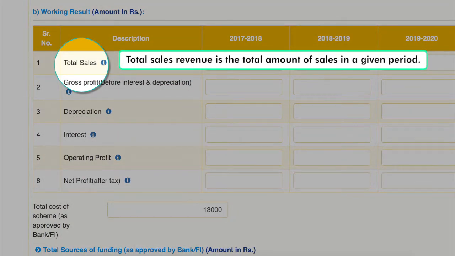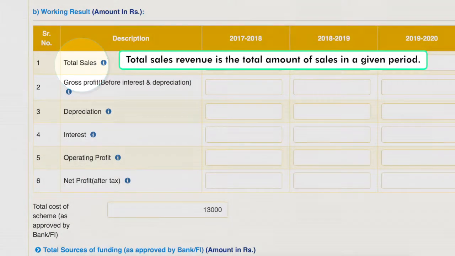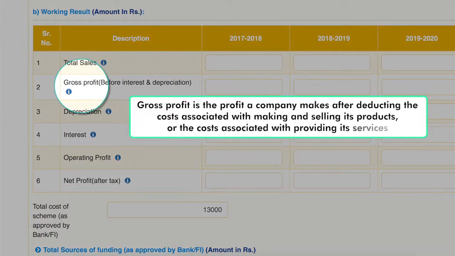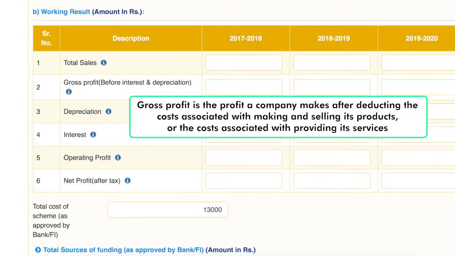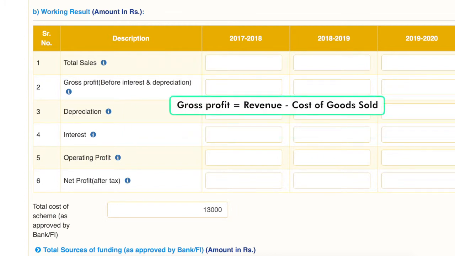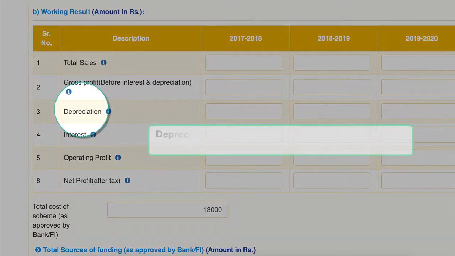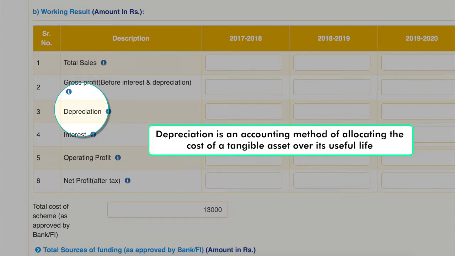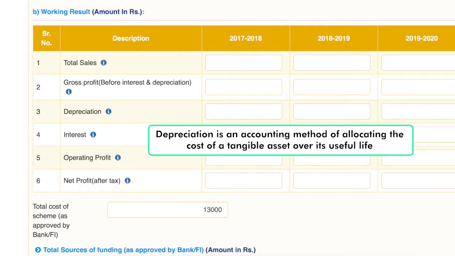Total sales revenue, sometimes called gross sales, is the total amount of sales in a given period. Gross profit is the profit a company makes after deducting the costs associated with making and selling its products, or the costs associated with providing its services. Gross profit is equal to revenue minus cost of goods sold. Depreciation is an accounting method of allocating the cost of a tangible asset over its useful life.